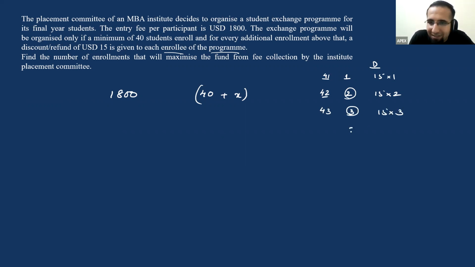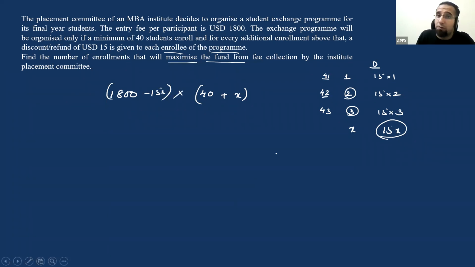So what is the discount? If X students have joined, the discount becomes 15X. Now find the enrollments that will maximize the fund collection, the maximum value of the fund collection. Fund collection is a product of two terms. If I want the maximum value of a quadratic expression, I should not be leaving this question in the examination.